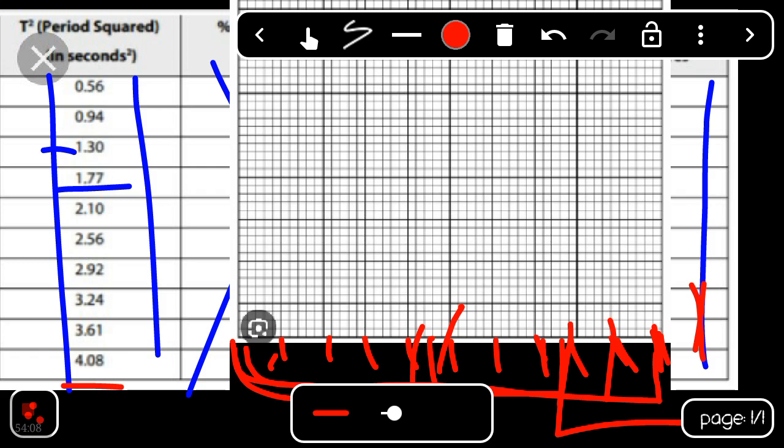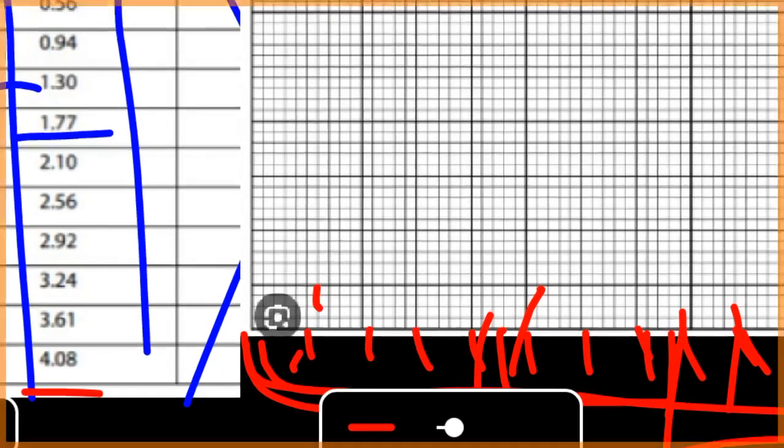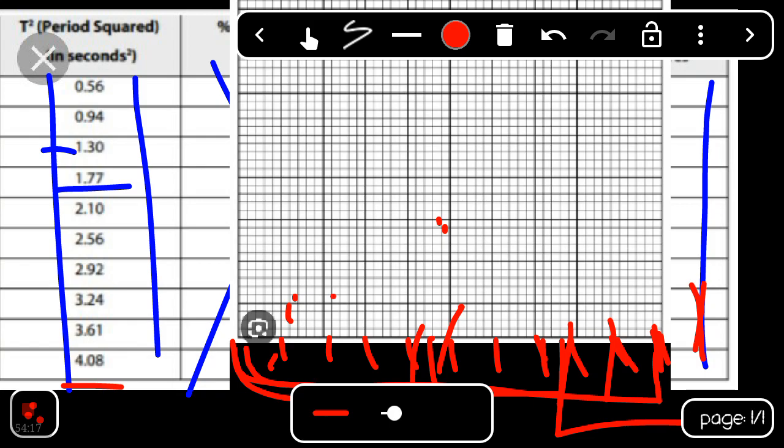Just waste only 2 boxes there, right? Don't waste too many boxes. If you compact them together here and you're putting your dot here, and you're putting your dot here, and you draw a small graph like this, it will go wrong for you. So make it big, right? Make your graph big and neat. So that's for the first one there.